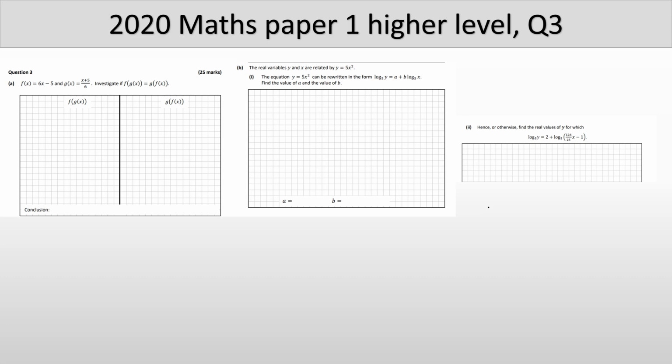Part A, you have f of x equals 6x minus 5 and g of x equals (x plus 5) over 6. They want you to investigate if f of g of x is the same as g of f of x, and they want you to write the conclusion.